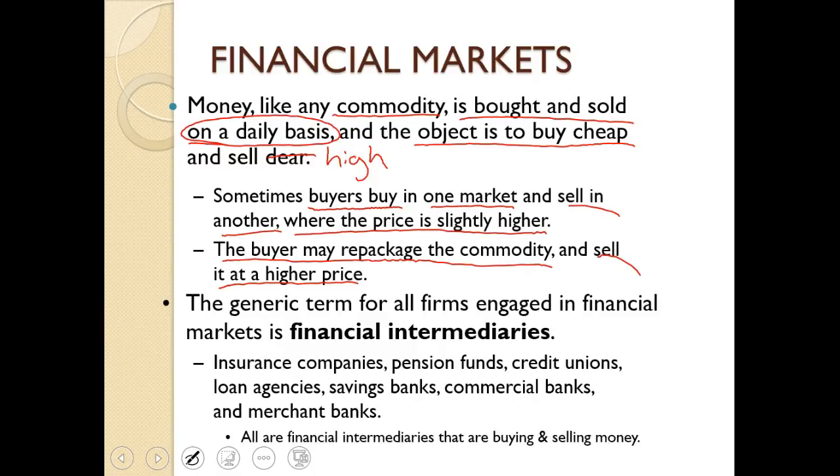The generic term for all firms engaged in financial markets is financial intermediaries. Financial intermediaries include insurance companies, pension funds, credit unions, loan agencies, savings banks, commercial banks, and merchant banks. All financial intermediaries are buying and selling money.